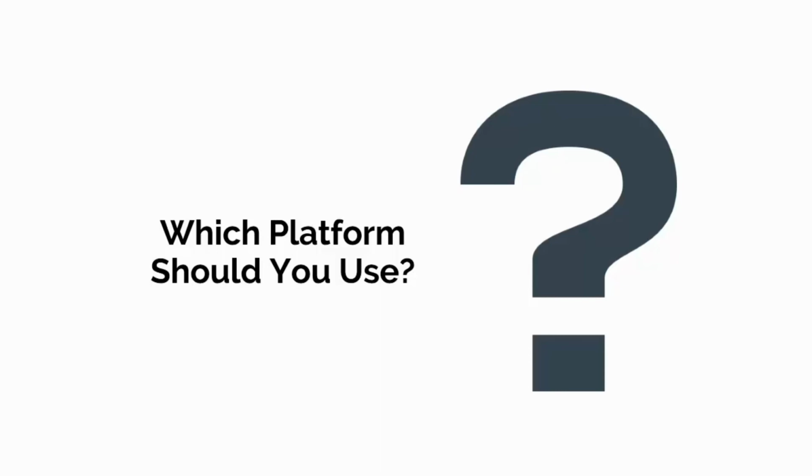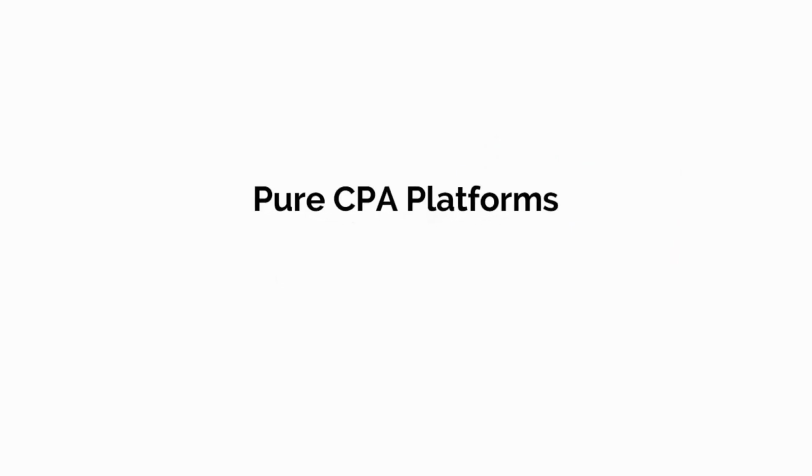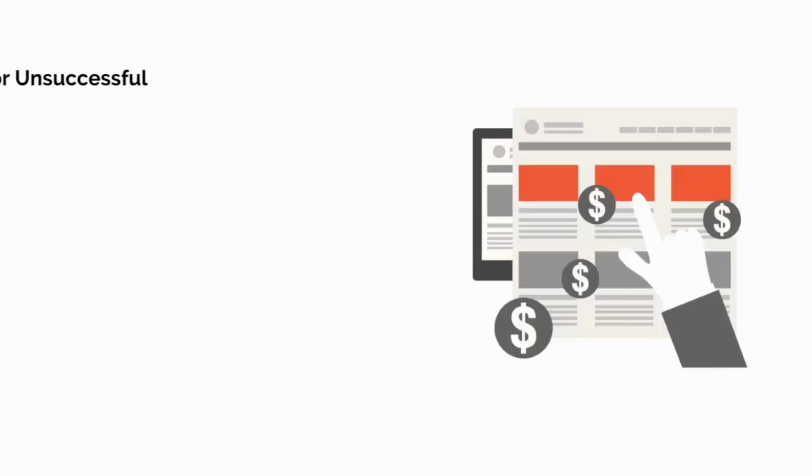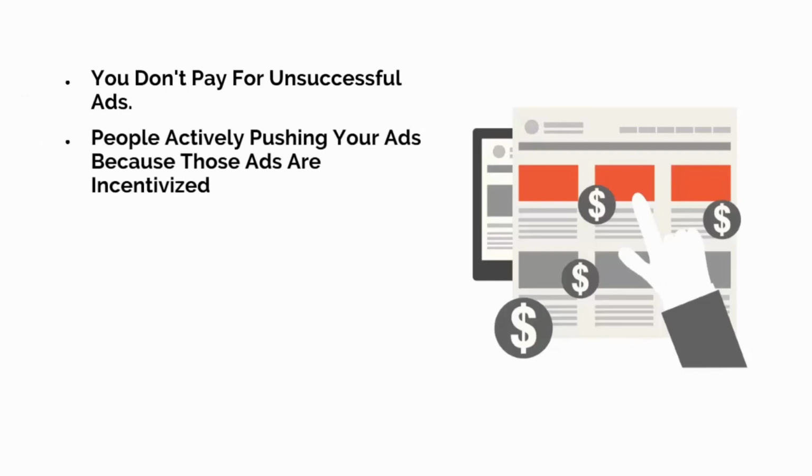So now let's recap on the different options you have available to you and who each is likely to be the most useful for. First of all, you have the option of going purely CPA with something like Max Bounty, AdGate Media, AdSend Media, or CPA Lead. These charge you only for each acquisition and put your ads onto the websites of thousands of participating advertisers. On the positive side, this option means you don't pay for unsuccessful ads. At the same time, you have people actively pushing your ads because those ads are incentivized. This is also called incentive marketing, and this makes a big difference to the way that your ads get pushed.